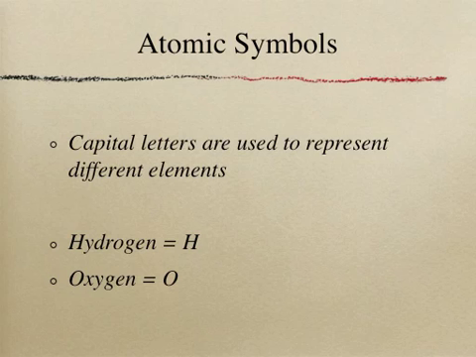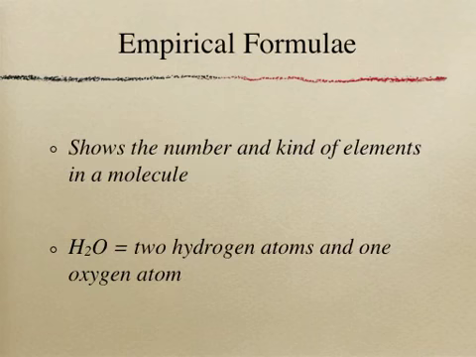We use atomic symbols to represent the different elements. So the atomic symbol for hydrogen is a capital H, and the atomic symbol for oxygen is a capital O. An empirical formula shows us the number and kind of elements in a molecule. So for our example, water, or H2O, we have 2 hydrogen atoms and 1 oxygen atom in every molecule of water.